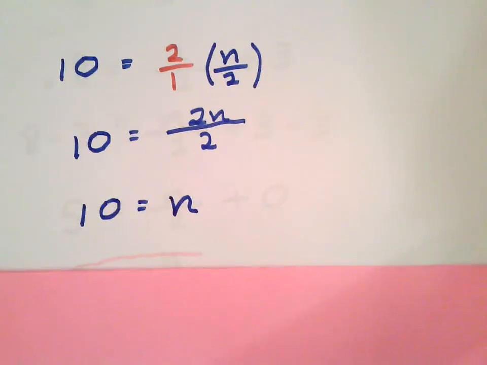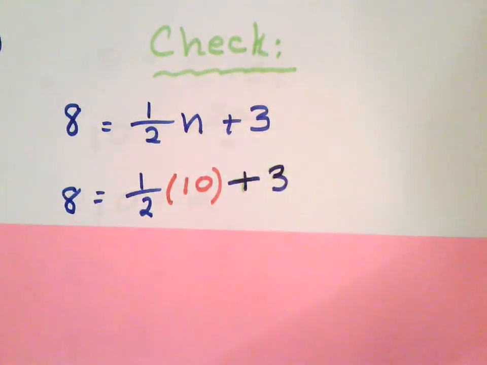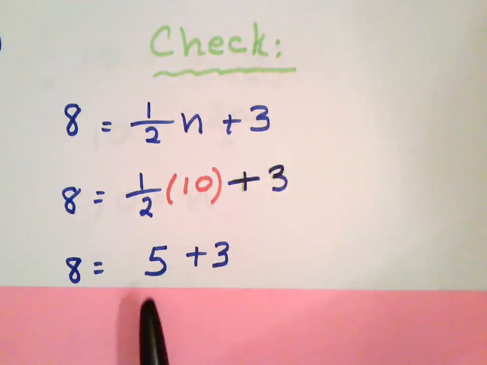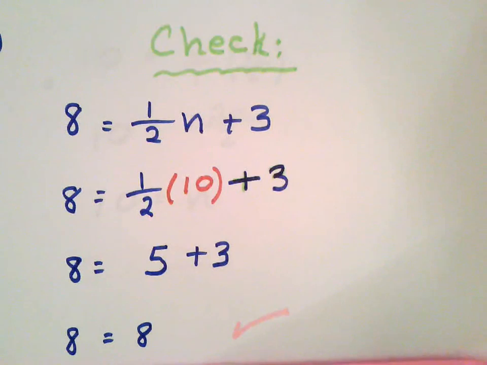And when we check it, the first thing that we're going to do is write the original equation. So here we have the check. We're going to write the original equation. We're going to substitute 10 for the n. And then 1/2 of 10 is 5. 5 plus 3 is equal to 8. So what we've done, we've shown that each side is equal to the other side. The left side is equal to the right, and the right side is equal to the left side. So it does check. So our answer was n equals 10.